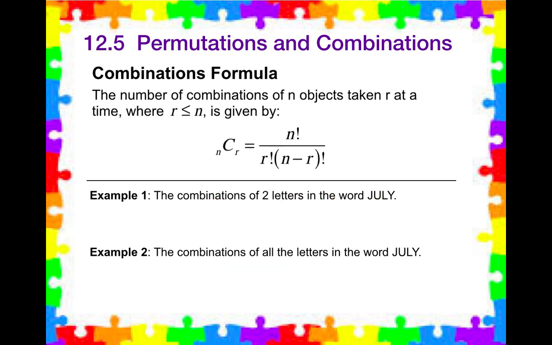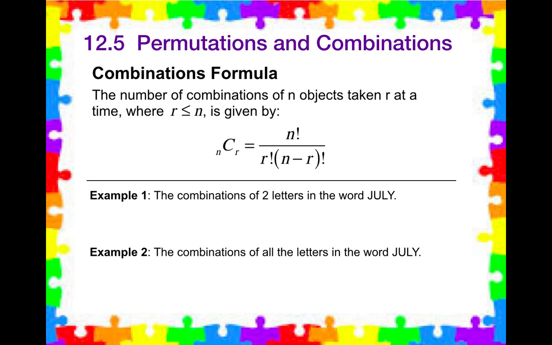So the combinations has a formula, and the formula works out like this. If I have a number of combinations of n objects taken r at a time, then I have n objects, choose r. It's going to be n factorial over r factorial times n minus r factorial. Looks a lot like the permutations formula, except that it's got this extra r factorial.